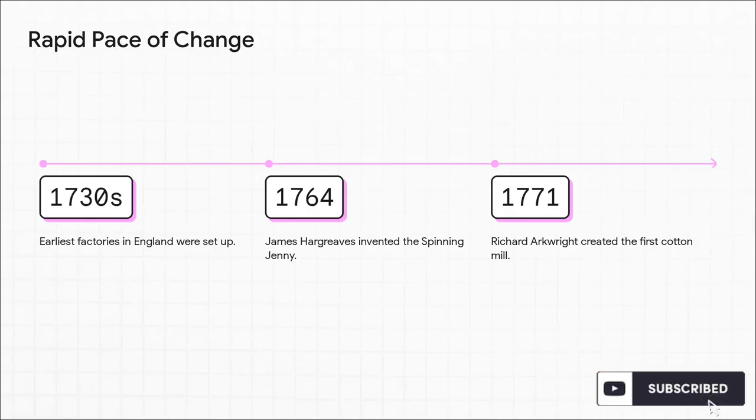When we look at how this builds into the sudden boom in British manufacturing, the pace of change was just incredibly rapid. The earliest factories in England were popping up by the 1730s. Then, a whole series of inventions just supercharged production. In 1764, James Hargreaves invented the spinning jenny, and by 1771, Richard Arkwright created the very first cotton mill. Suddenly, production was yanked out of those decentralized country cottages and brought together under one massive roof. This allowed for careful supervision and, of course, the strict regulation of labor.